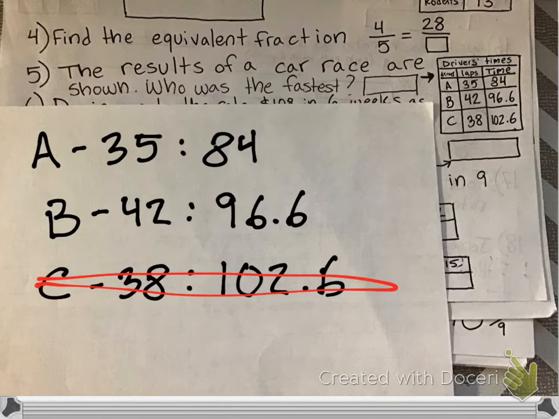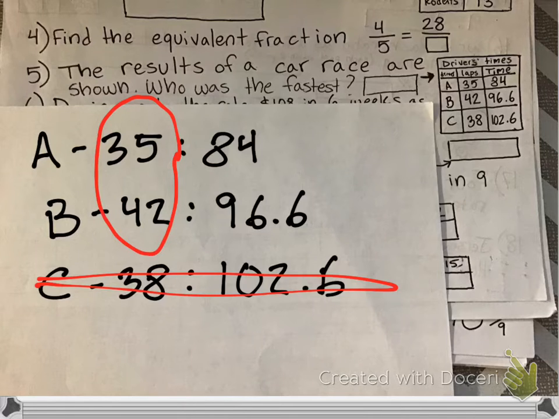Then what we would do is we already set it up into a ratio form. We want to simplify as best as we can. So let's take some time to do that. Here's the easiest way to do it. 35 and 84, those don't have anything in common. We can't really divide by that. 42 and 96.6, that's hard. But what we can do is we can set these two equal to each other and then see which one is less.